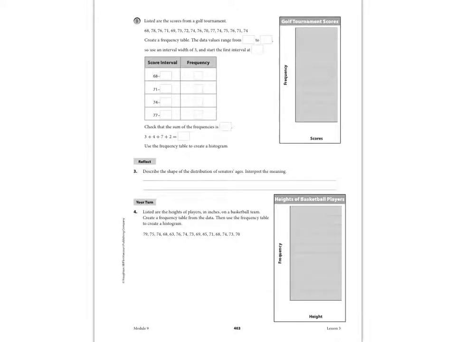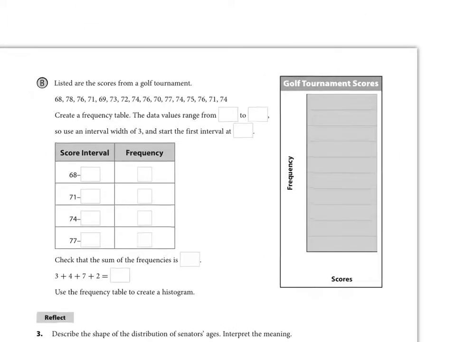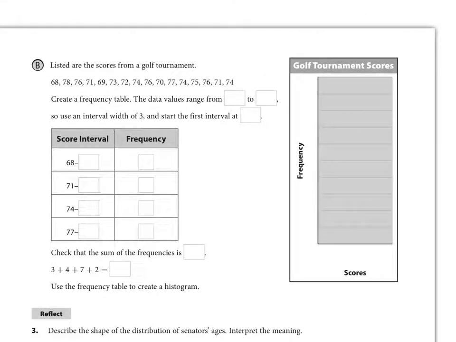Okay, if you take a look at part B, we're going to create a histogram. Here are scores from a golf tournament. You see them listed here on that second line. We're going to create a frequency table. The data values range from blank to blank.